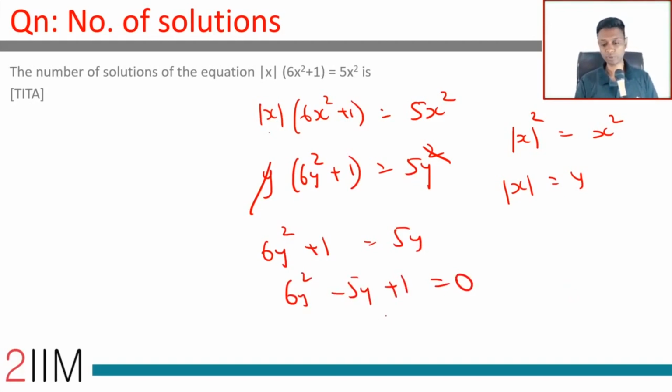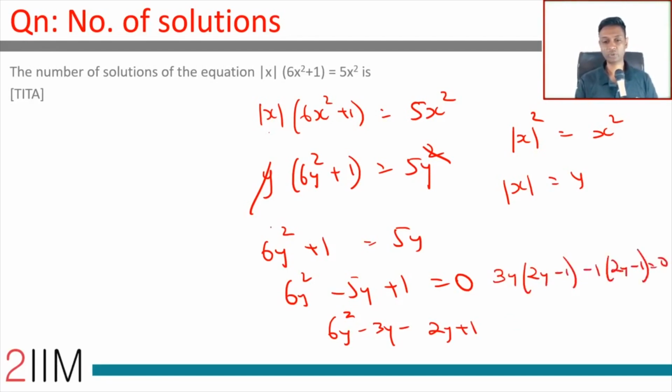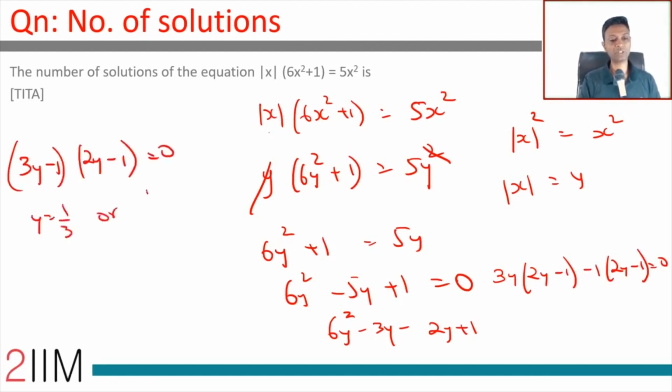Number of solutions. Brilliant. We break this. 6y square minus 5y plus 1. 6y square minus 3y minus 2y plus 1. So it is 3y into 2y minus 1 minus 1 into 2y minus 1 is 0. 3y minus 1 into 2y minus 1 equals 0. y is 1 by 3 or 1 by 2. Brilliant. Now y is mod x. So x could be 1 by 3 or minus 1 by 3, 1 by 2 or minus 1 by 2.